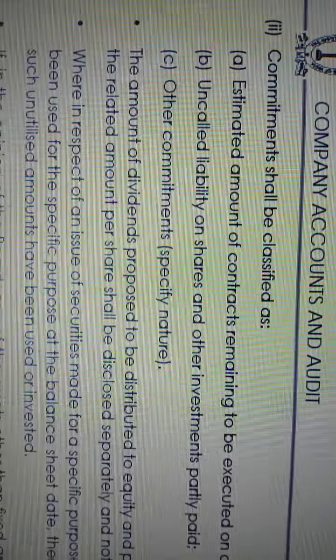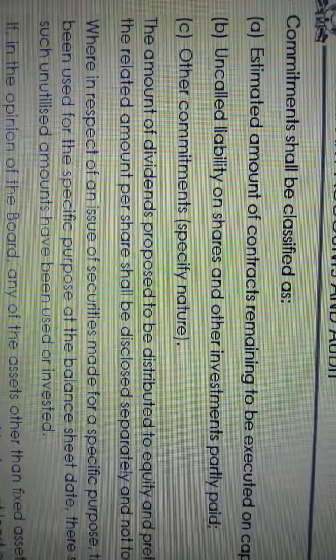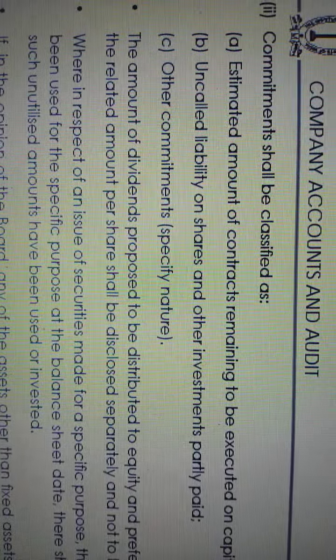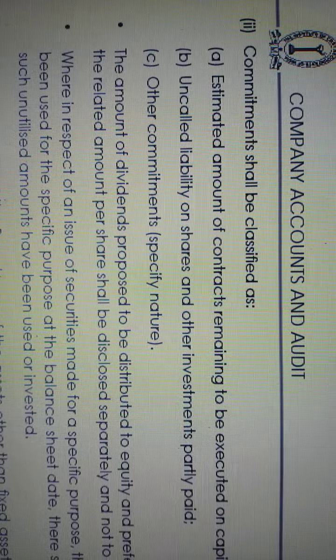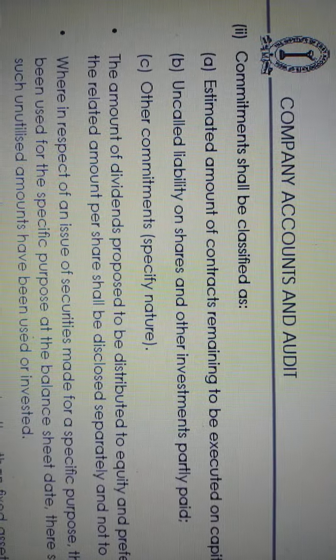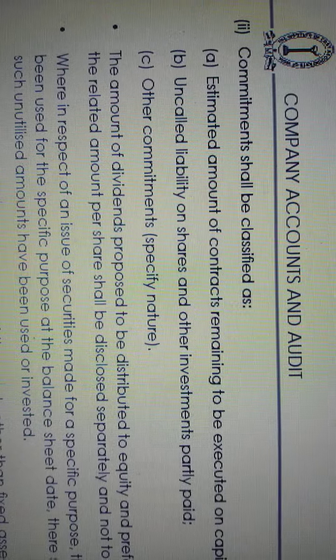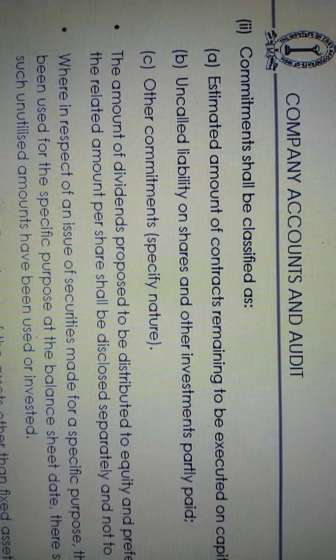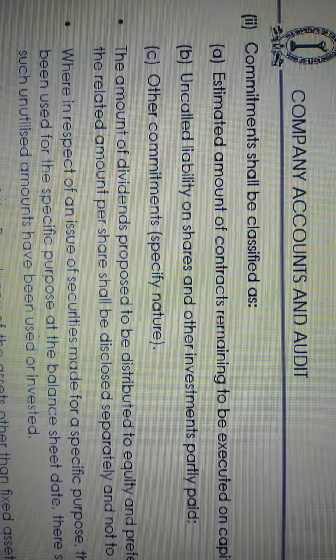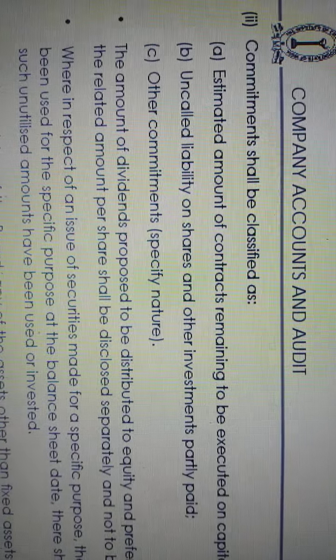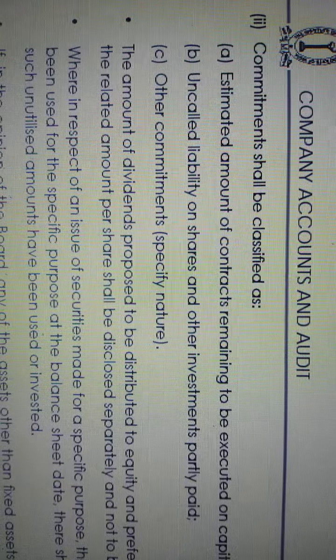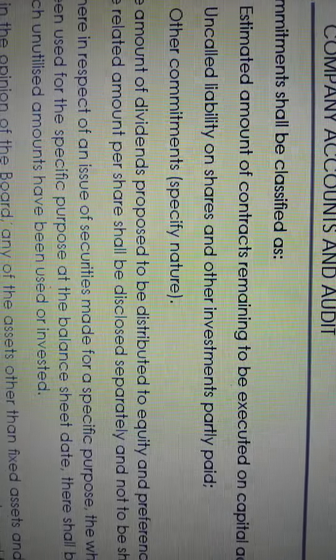We made a commitment. We purchased shares from someone. We invested in some company's share capital. Okay, they called only 80 rupees. The face value of their share capital is 100 rupees. They called only 80 rupees. The balance 20 rupees they did not call up. So if they call up the balance 20 rupees, we have to pay because we invested in their company. Correct? That is uncalled liability on shares and other investments partly paid.